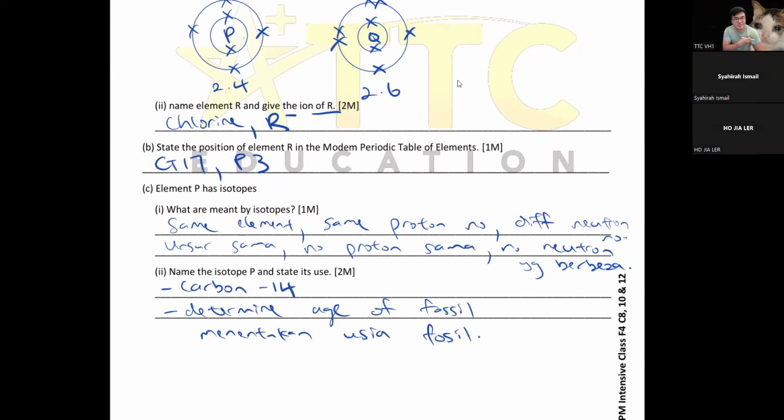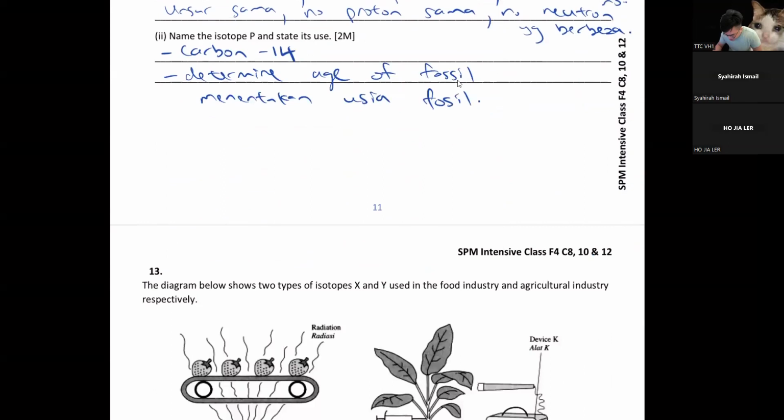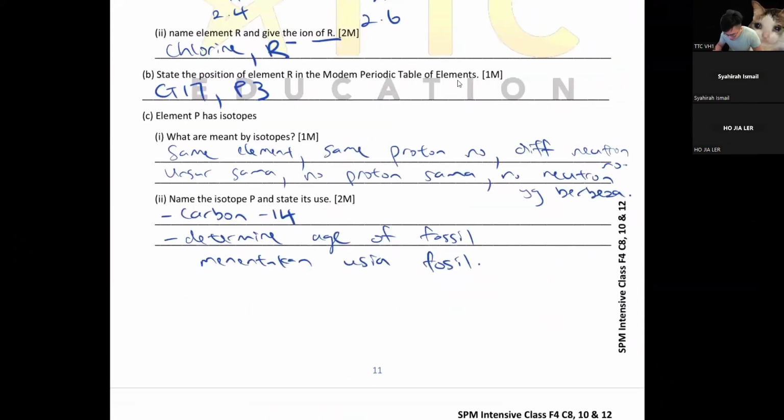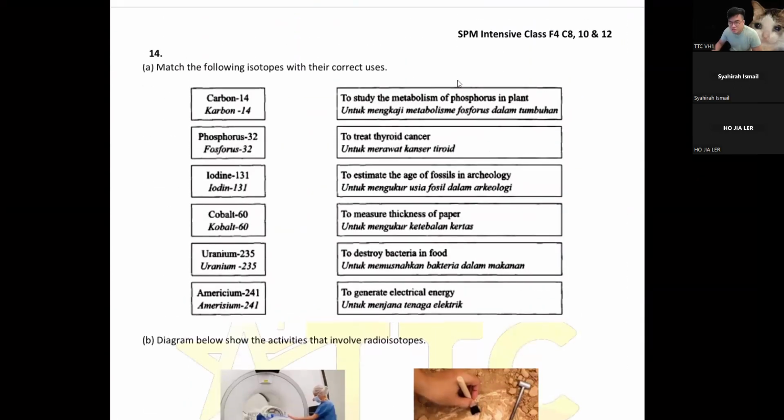Okay, simple, guys. As you can see, the question just keeps repeating. It's the same answer again and again. So as the last part, let's do question 14. I don't want you to pay too much attention here, because you just need to agak-agak know. Okay, carbon 14, what is this for? Age of fossil.